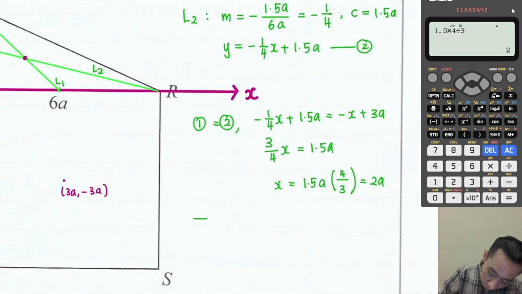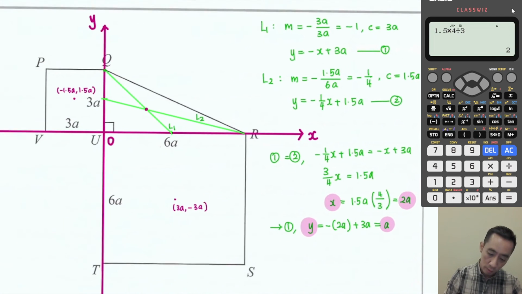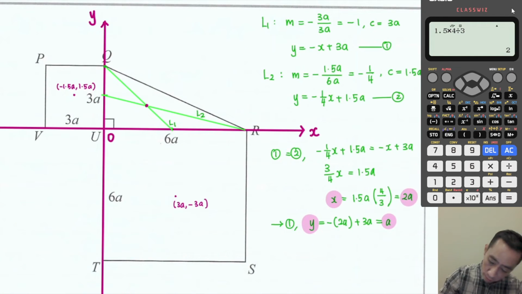Okay, then substitute into the first equation to find the y coordinate. So y is equal to minus 2a plus 3a, which is a. So this will be my center of mass for the triangle. So the coordinates here are 2a, a.